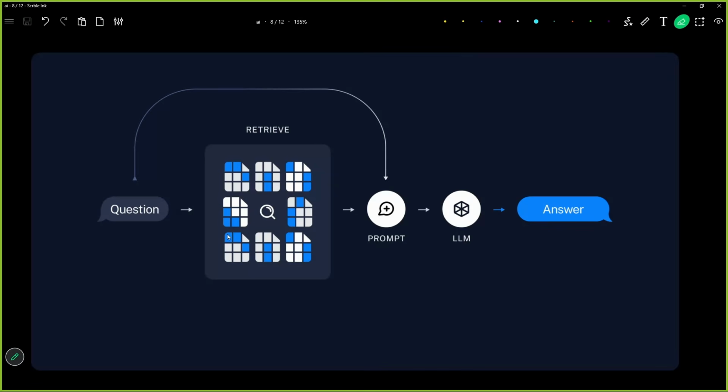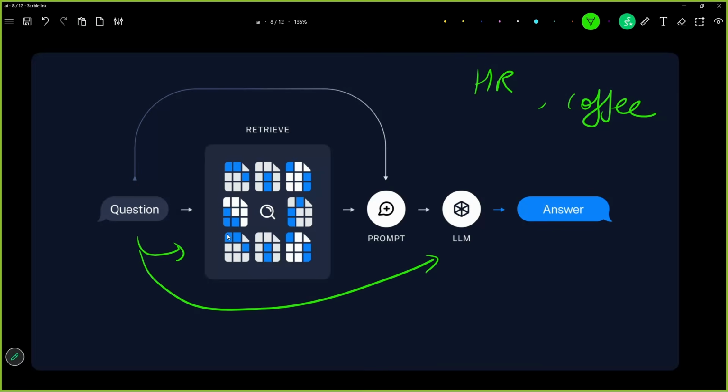If the RAG system is made for HR documents and the question is regarding coffee, we will never go and hit our database. We will directly give the large language model the question and the response should be generated. All right. So this is the drawback, right?